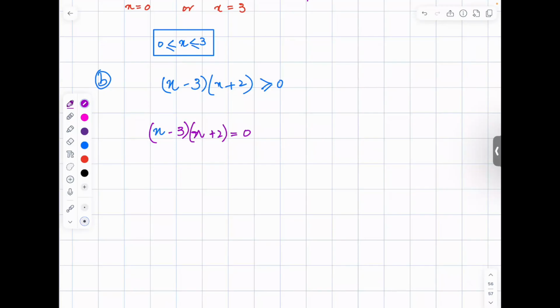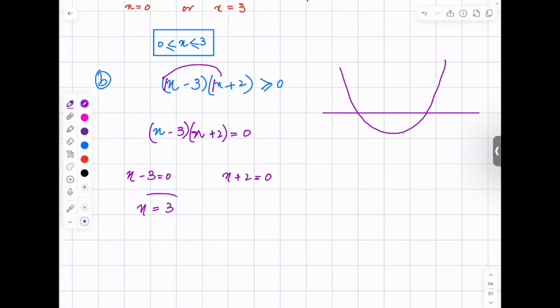Now, for the structure of the graph, you can see that the coefficient of x square would be positive, giving us this sketch, right? So for zeros, we have x minus 3 is equal to 0 and x plus 2 is equal to 0. That gives us x equals 3 and x equals minus 2. So that is minus 2, that is 3. Corresponding equations help us find the values where the graph cuts the x-axis.